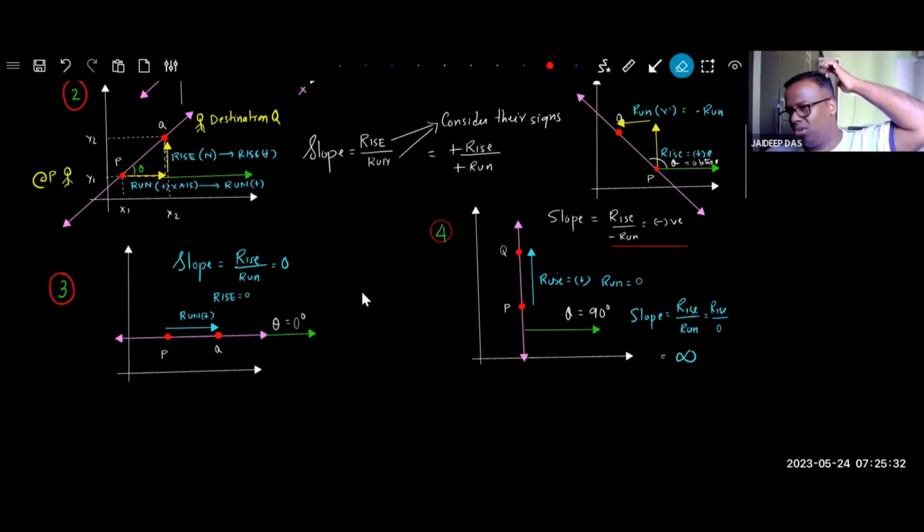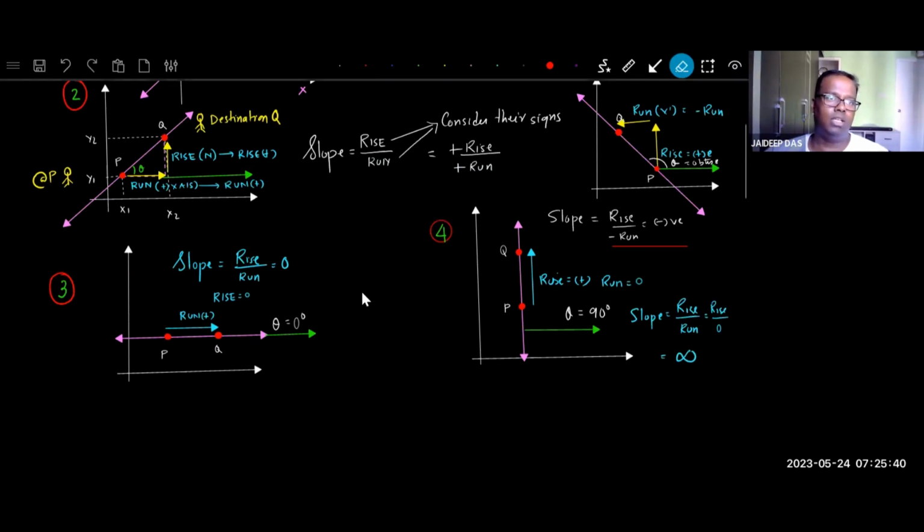Now what are you doing? You have married the slope with the formula so far, and you have also married the concept of slope in terms of the indicator, that is the angle. The angle only gives me an indicator: positive, negative, 0, or infinity. And the ratio gives me the formula; rise over run will give me the value.